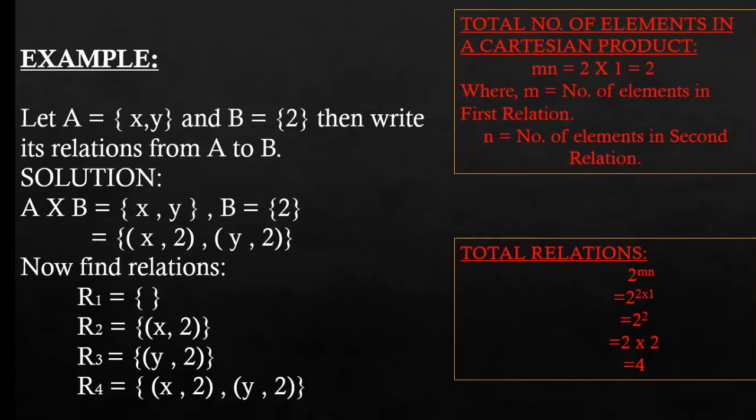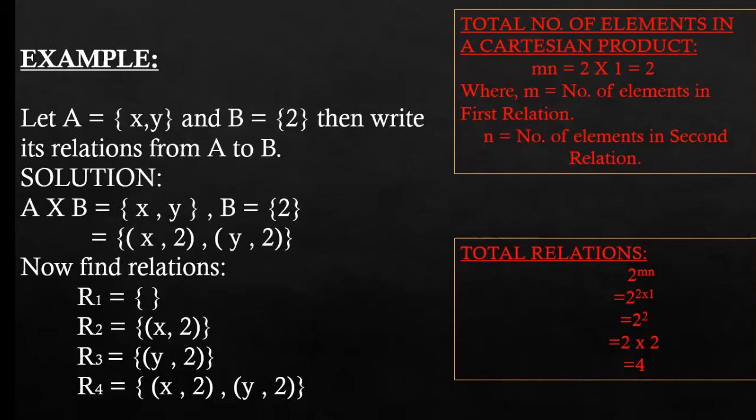So 2 multiplied by 1 is equal to 2. So there are two number two elements which are present in the Cartesian product of A cross B. Now there is written the number of elements in the first set and the number of elements in the second set. Now coming towards the A cross B.